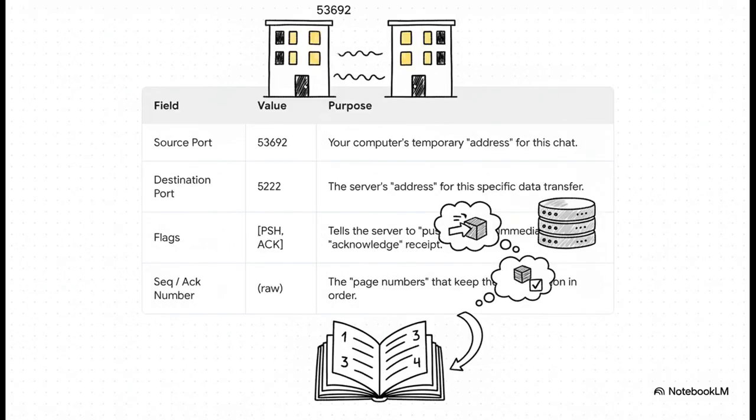Okay, let's break this thing down because this is where it gets really cool. Those source and destination ports, think of them like apartment numbers. They make sure the message gets to the right application on the right computer. Then you've got these flags, PSH and ACK. That's like putting a sticky note on the envelope that says, "Hey, deal with this right away. And by the way, I got your last message." And those sequence numbers, absolutely critical. They're like page numbers in a book, making sure everything can be put back together in the exact right order.